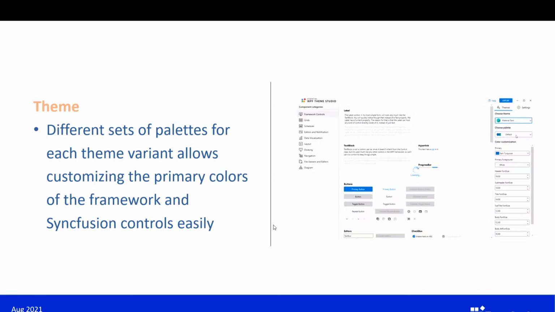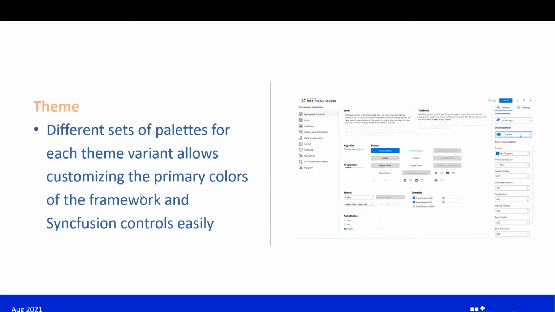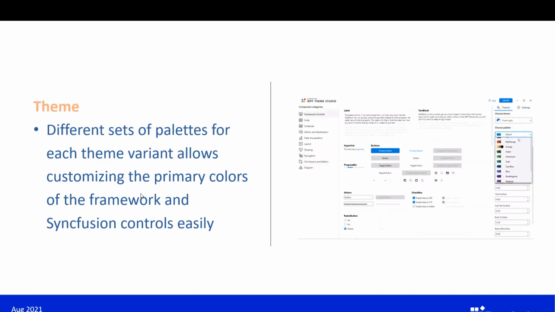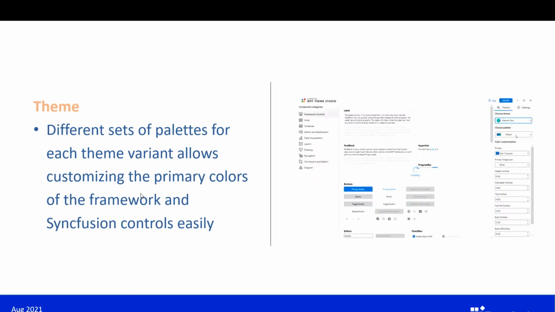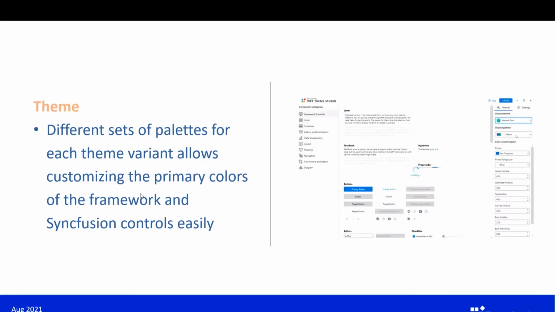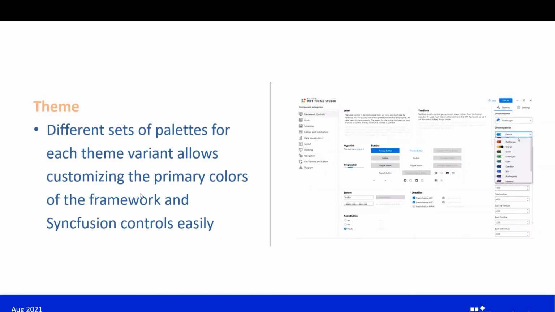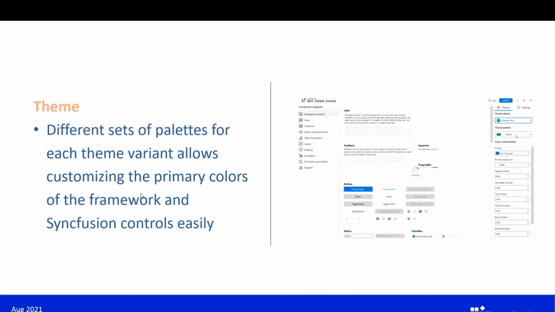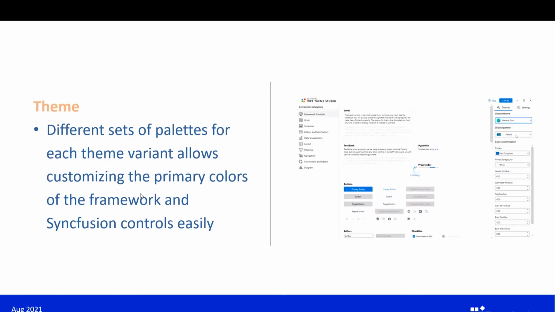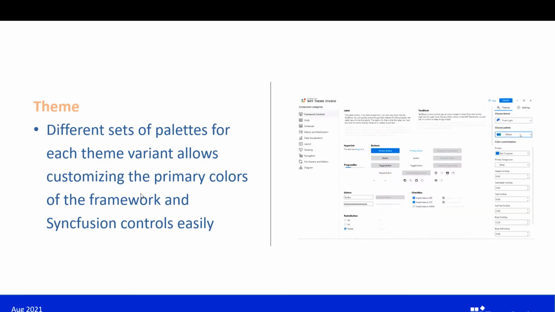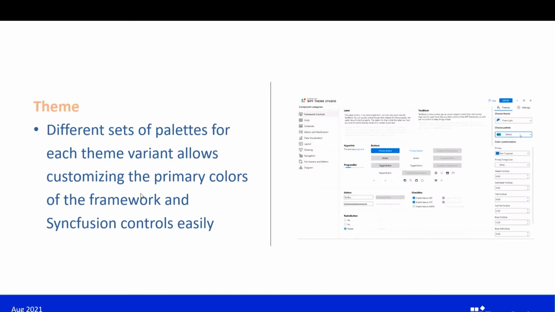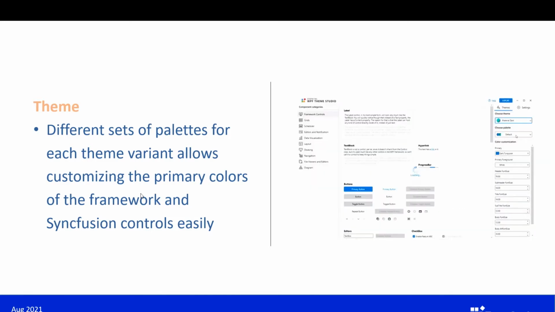And in the theme support, we have included a different set of palettes for each theme, which can be customized easily. So you can choose a theme and customize the color palettes in it, and you can export the theme and apply it to the application to see it in effect. These themes would be applied both to the Syncfusion controls and the framework controls as well. So any theme would make a big difference in the application.